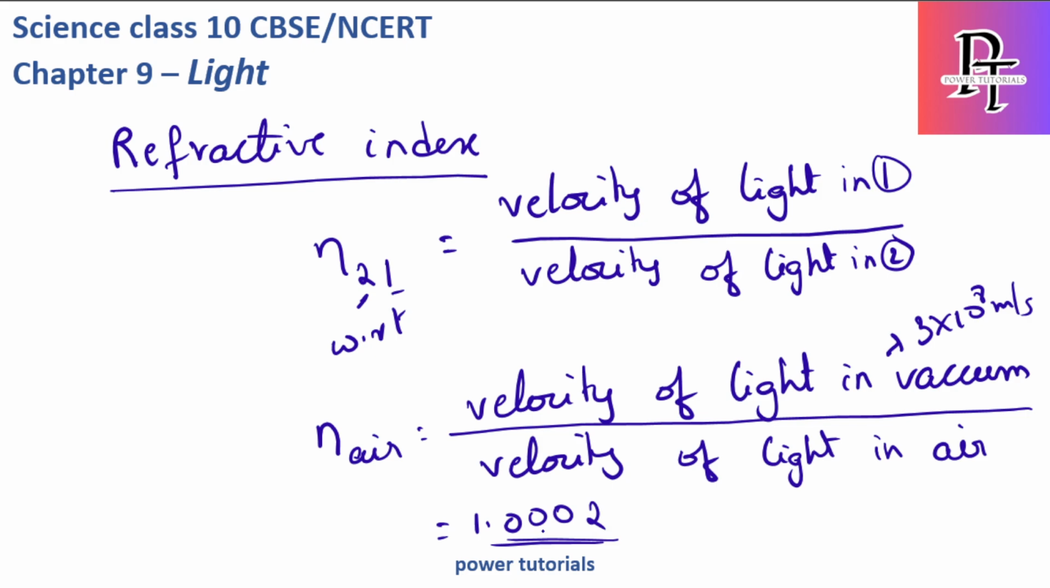With respect to glass it will change, with respect to kerosene it will again change, and if I ask you the refractive index of diamond, its value is near 2.5. So you can understand that the velocity of light in diamond is much smaller compared to the velocity of light in vacuum, thus the ratio is higher.